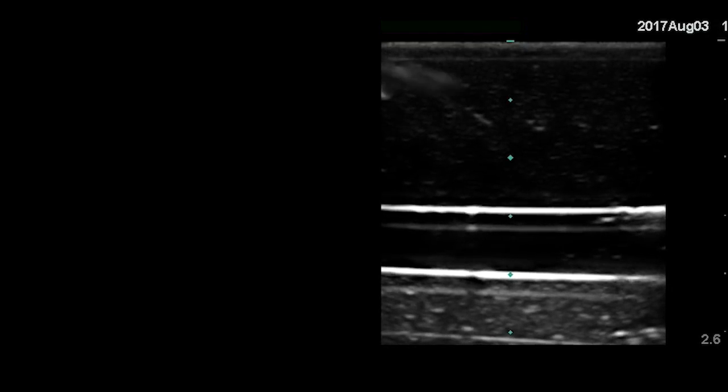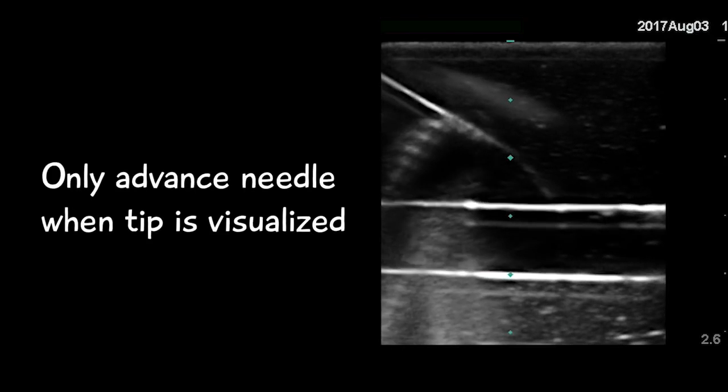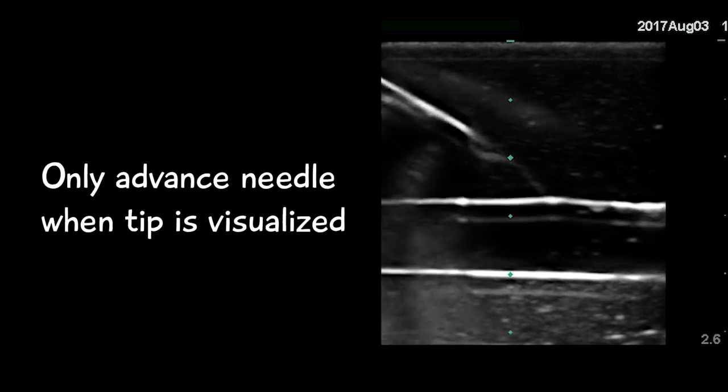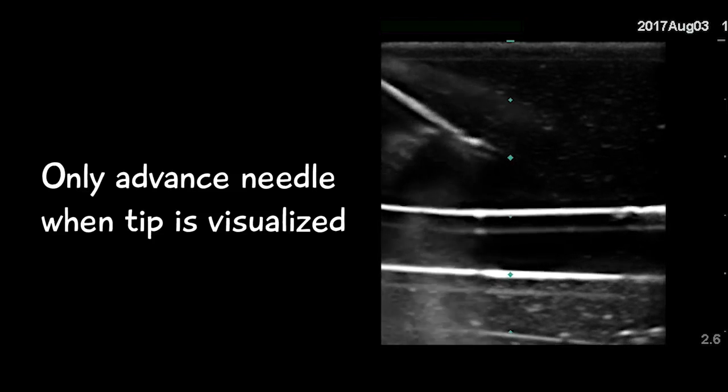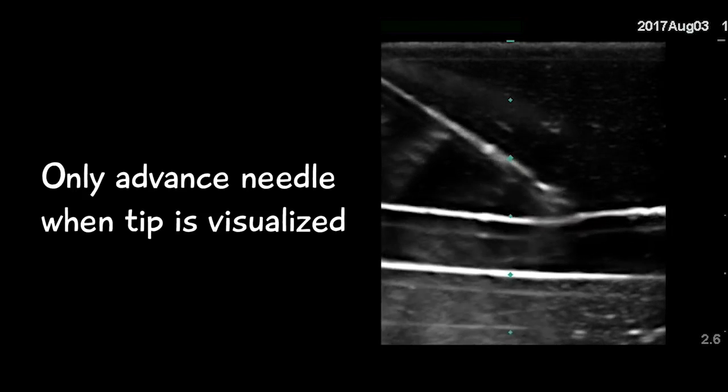It's essential to maintain the needle in the plane of the probe as well. Here the needle starts off appropriately, but is seen leaving the correct plane. This is dangerous as the needle tip advanced without visualization is at increased risk of injuring the lungs and subclavian artery. If this occurs, the needle should be retracted. It should only be advanced if the needle tip can be visualized to avoid complications.